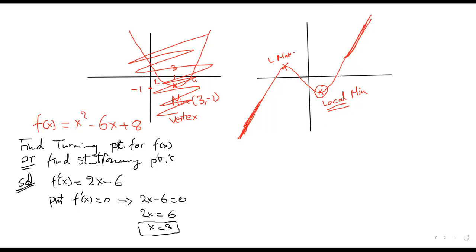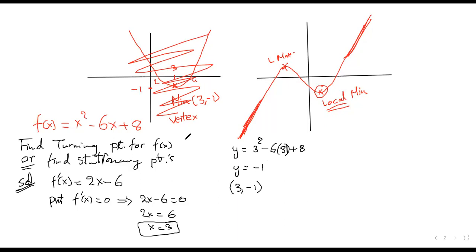Let's substitute this into the function f(x), or the y. So y equals 3 squared minus 6 times 3 plus 8. So y equals 9 minus 18, negative 9, plus 8, negative 1. So the turning point is (3, -1), as you can see.